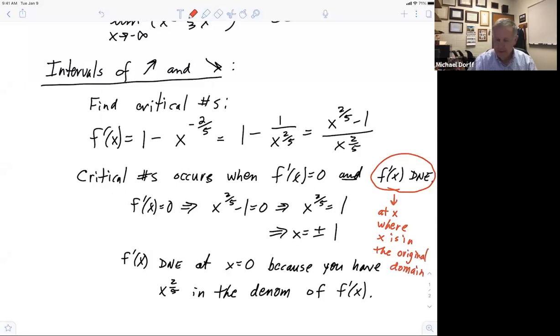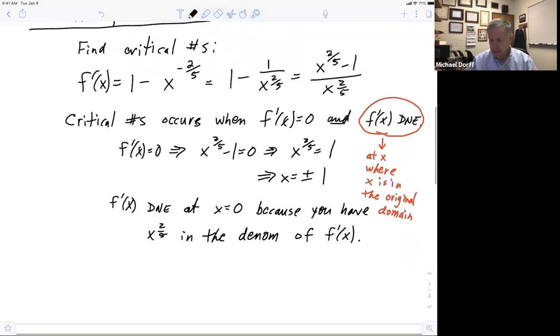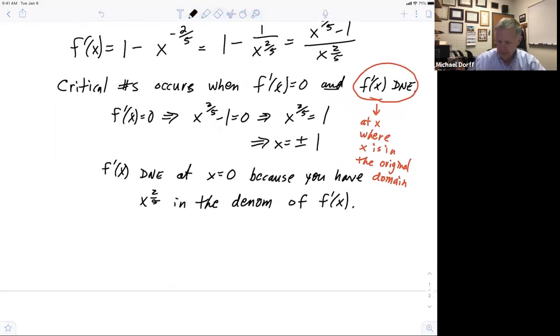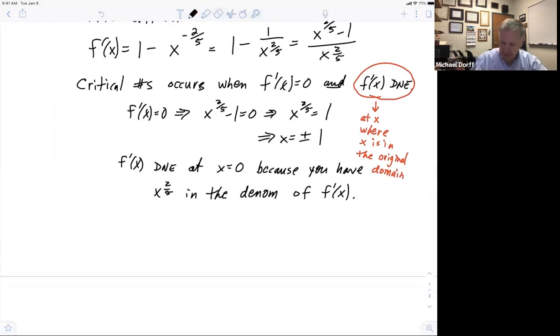A common mistake that students make is to say that a place where the derivative does not exist is a critical number, even when that point is not in the domain. And that's not the case. Okay, I can then use these critical numbers to find the intervals of increasing and decreasing.